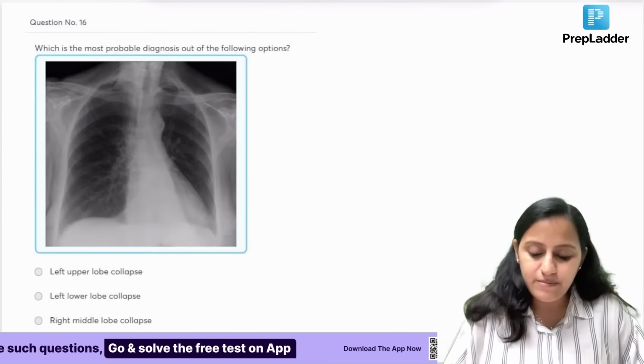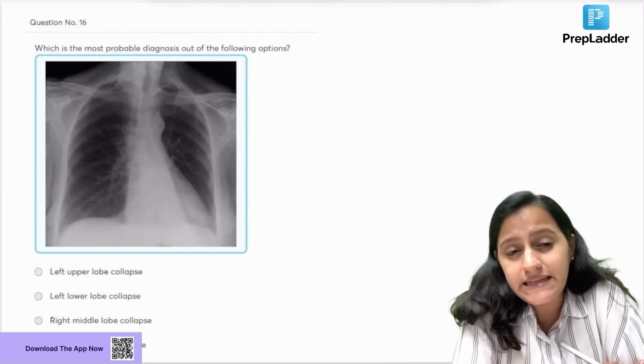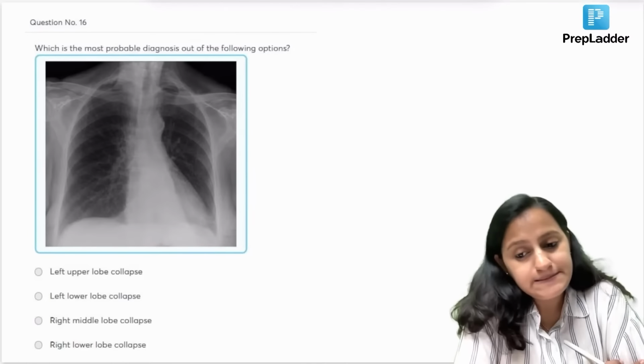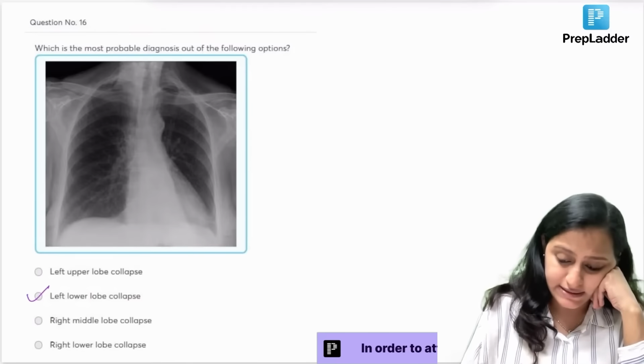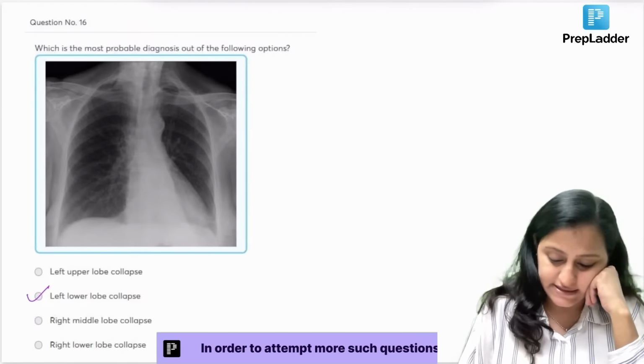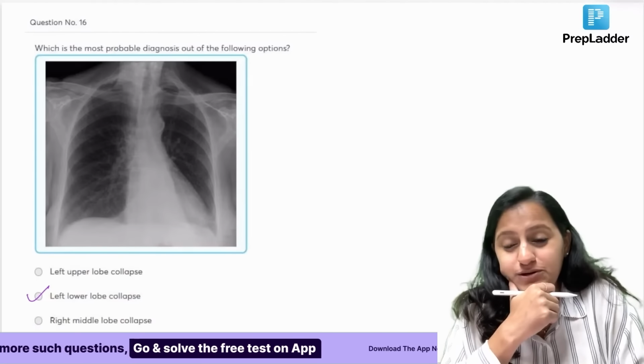What is the most probable diagnosis? What collapse is this? Can someone tell me the sign and what lobe collapse is this? Very good. That's left lower lobe collapse. Absolutely right. But what is the sign that is seen here? Are you seeing anything which is telling you that this is left lower lobe collapse?